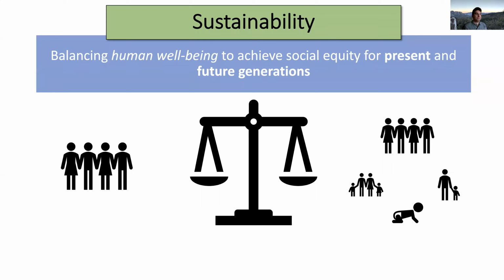So what did we talk about last time? Last time we started to define sustainability and how it relates to economics. We mentioned that sustainability and economics come together in these intertemporal trade-offs: the fact that decisions today affect the decisions available to those tomorrow or in the future. So we're balancing human well-being in order to achieve social equity across generational timescales. That's really what sustainability is.